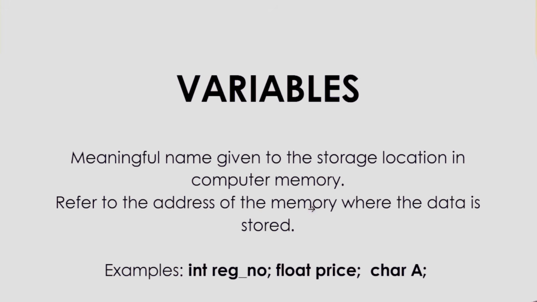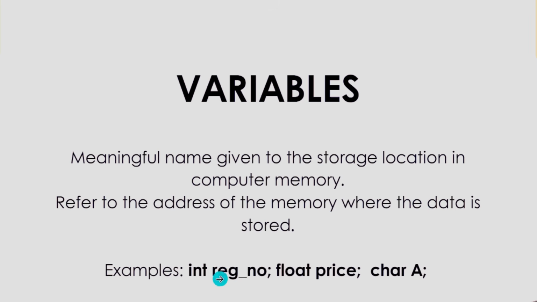So next comes the variables. They say variables are meaningful names given to a storage location in computer memory, referring to the address of the memory where the data is stored. So that is the main difference. In identifiers, they say those are the names given to the entities. Here, they say it is a meaningful name. So it becomes a meaningful name because you are giving a meaningful name to the storage location in computer memory where the data is stored.